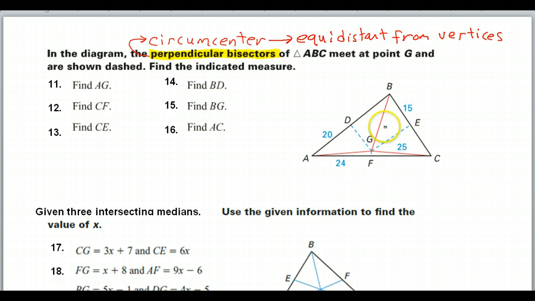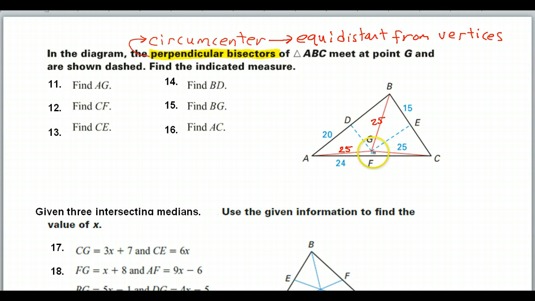So these lines that are shown here in red, if G is the circumcenter, these red lines would be the ones that should be congruent. So all the red lines should be congruent because it should be equidistant from the vertices. So if we know one of the red lines, we should know them all. Do we know one of the red lines? We sure do. One of the red lines is 25. So right there, that means all of the red lines are 25. So I'm just going to go ahead and mark them right now.